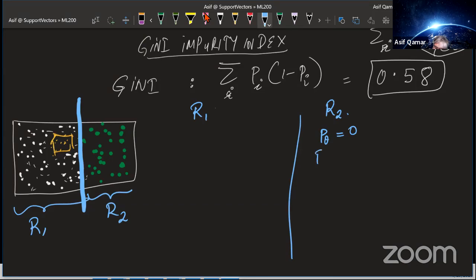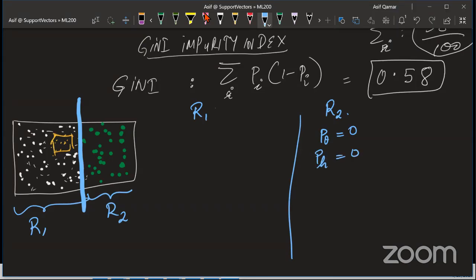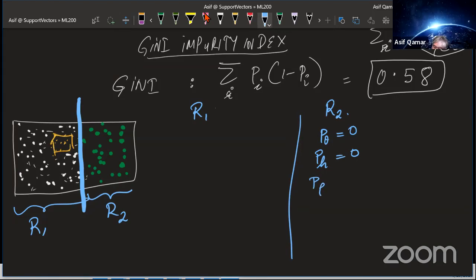What is the proportion of houses in R2? 0. Proportion of forest in R2? 1. Well, all 40 points are here. There are 40 points and all of them are forest points, isn't it? So you would say it is 1, right?